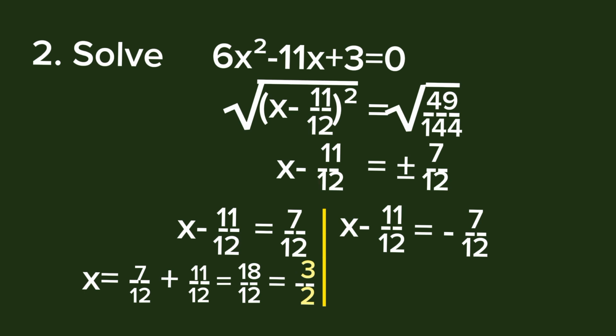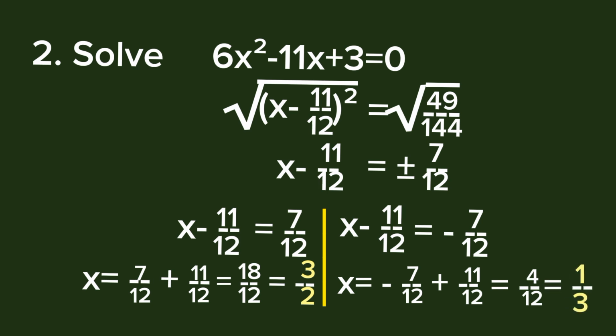In the other equation, transpose negative 11 over 12 to the right. We have x = -7 over 12 + 11 over 12. So adding these two fractions, we have 4 over 12. Reduce this to lowest term. The final answer, x = 1/3.